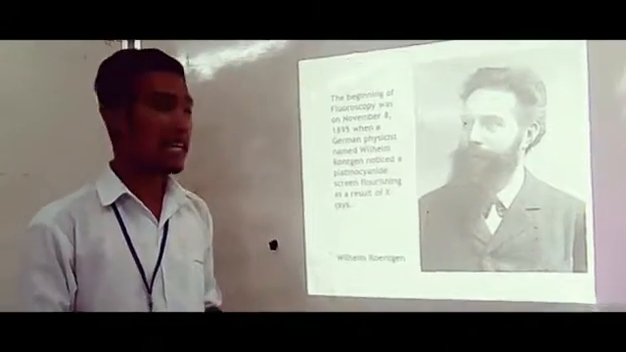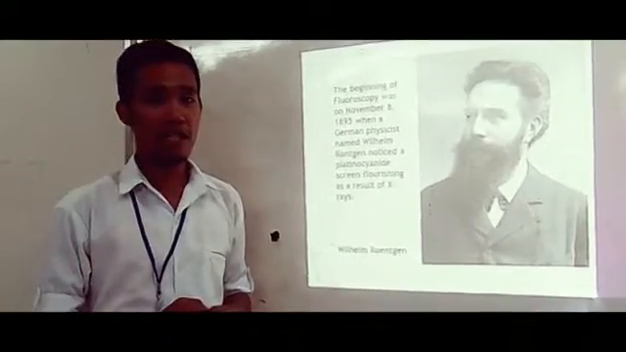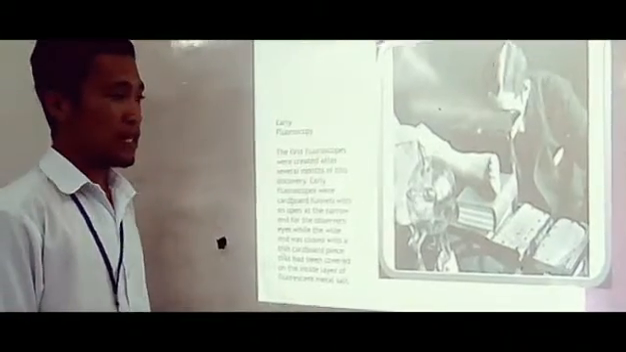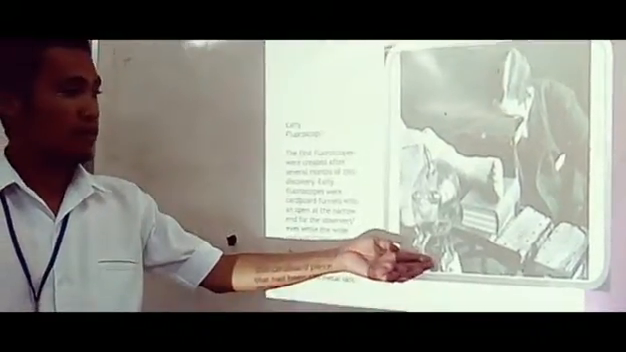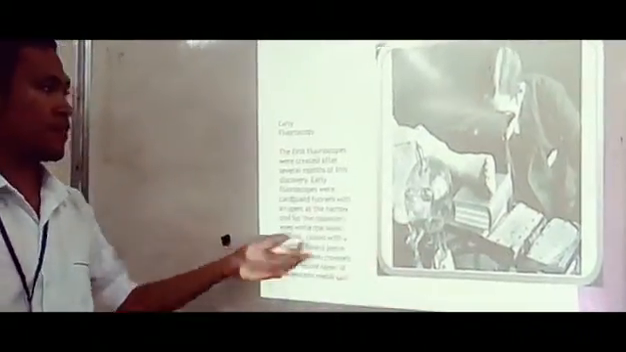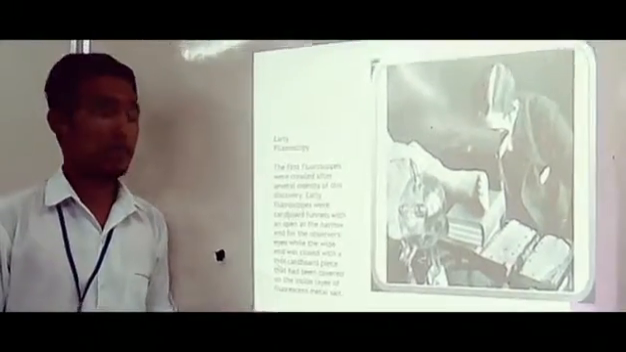History of fluoroscopy. The beginning of fluoroscopy was on November 8, 1895, when a German physicist named Wilhelm Röntgen noticed a platinum cyanide screen fluorescing because of X-rays. Early fluoroscopy. This image shows the early fluoroscopic machine built in the earliest time. The first fluoroscopes were created several months after this discovery.